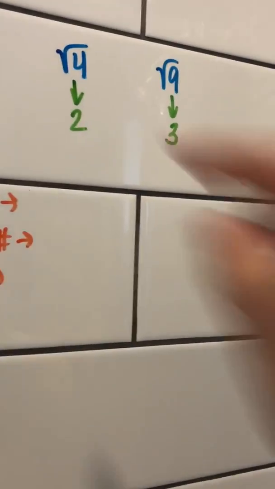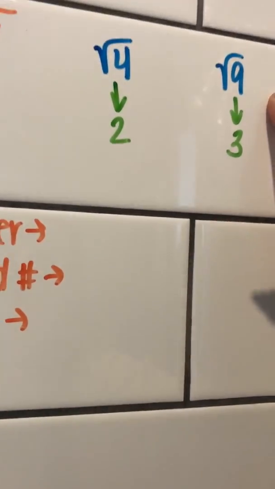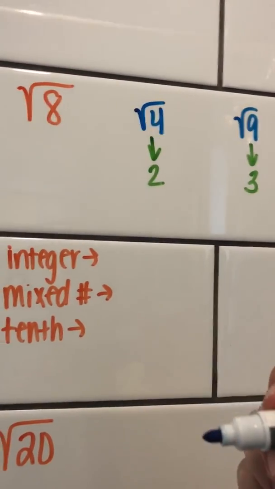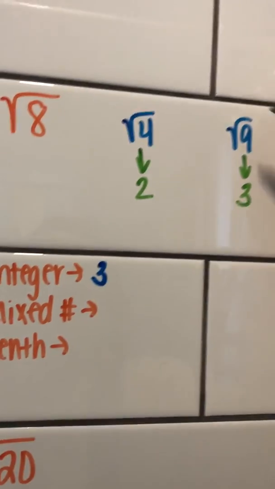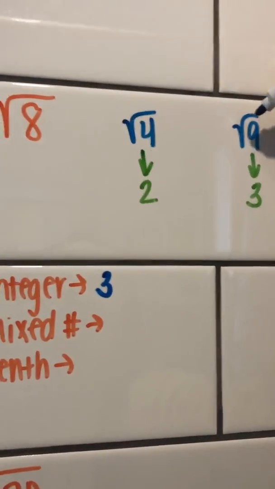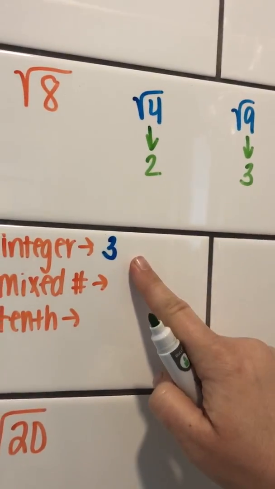Now, if I had to pick if 8 was closer to 4 or closer to 9, that's definitely going to be closer to 9. So if I had to pick the closest whole number, the closest integer, I'm going to say that that's closer to the number 3. So the square root of 8 is closer to the square root of 9, and I know that equals 3. So it's closer to the number 3.